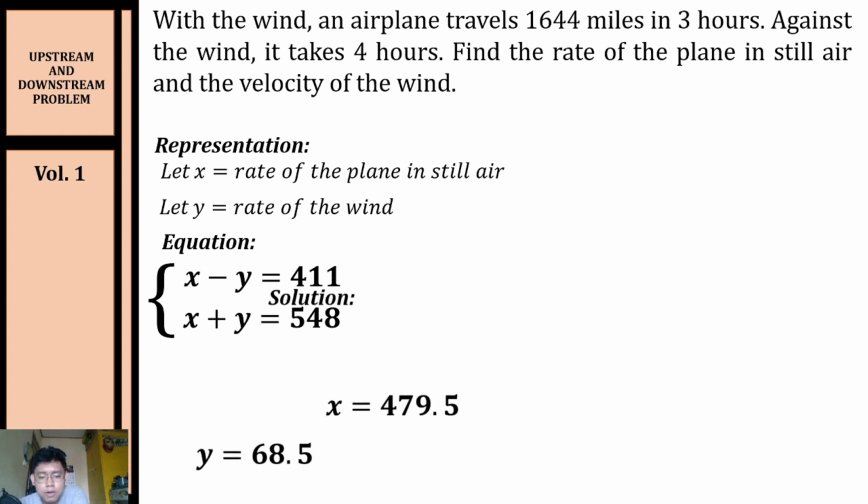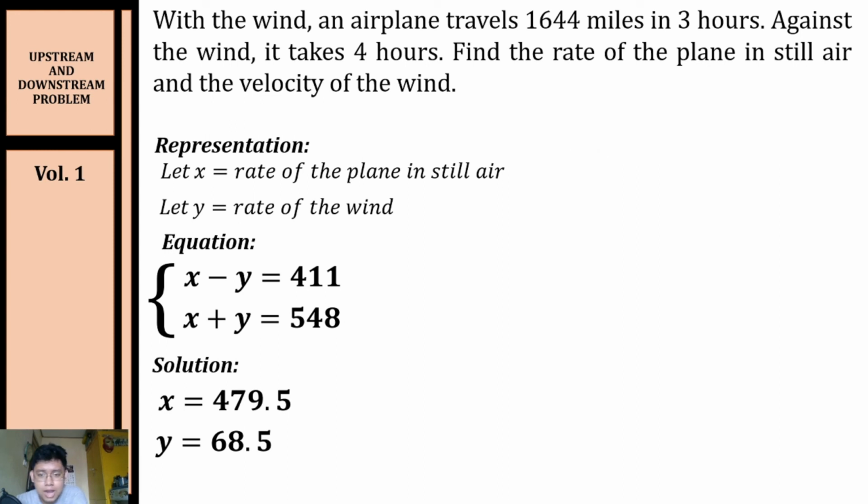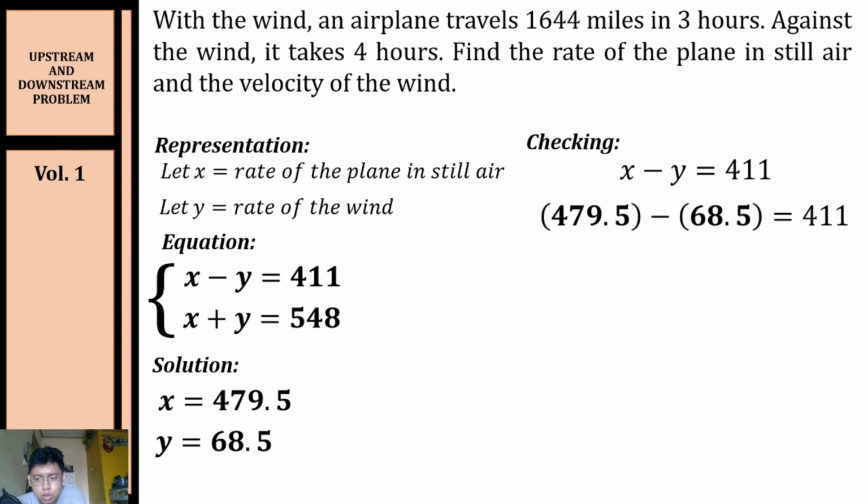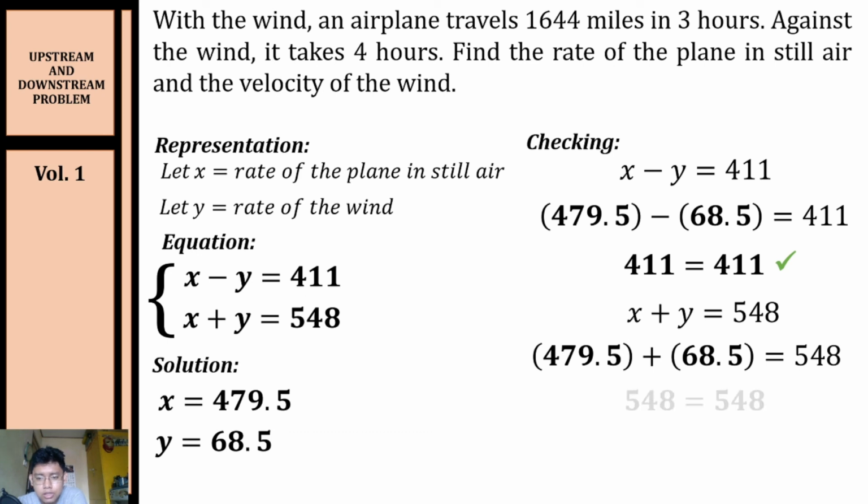Now that we have our values of x and y, it is necessary for us to do the checking. Let's check if our solution will satisfy our equations. We copy our first equation, replacing x and y with its corresponding value. Simplifying it, we will have 411 is equal to 411. So it satisfies our first equation. Now, what about our second equation? Let's substitute and then combine like terms. We will end up with 548 is equal to 548. So it also satisfies our second equation.